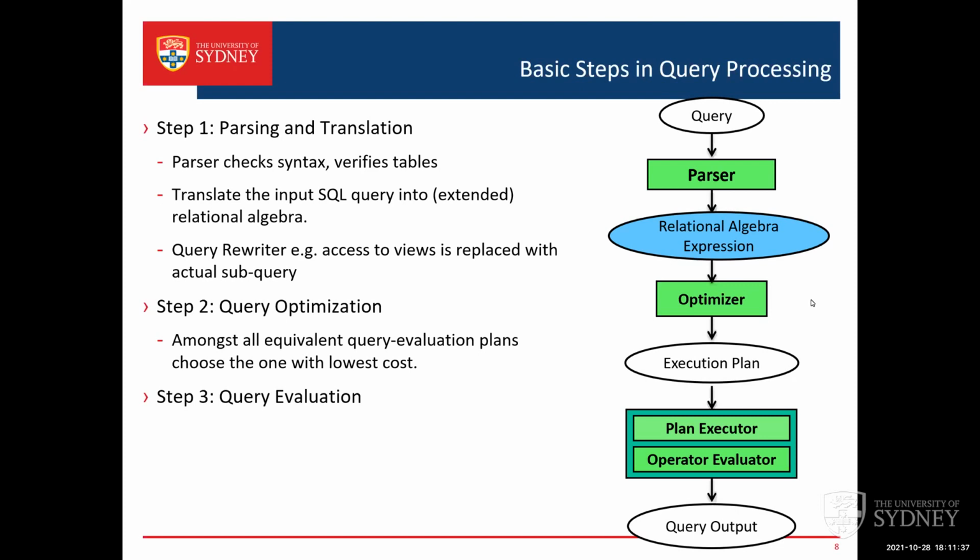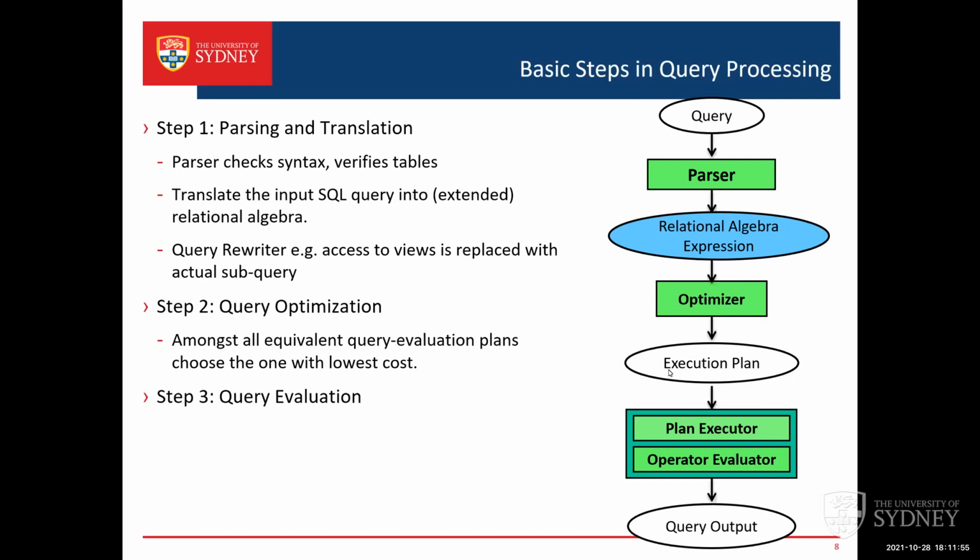So the optimizer will return an execution plan: how we should run this relational algebra expression that we have, and which algorithm we should use in which step. That's what this execution plan is, and that's what we are going to learn today.